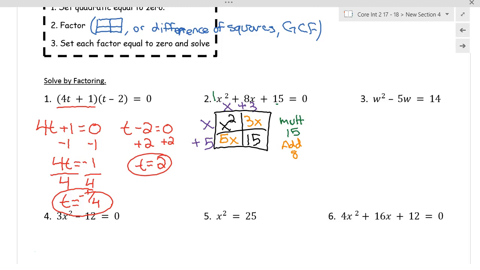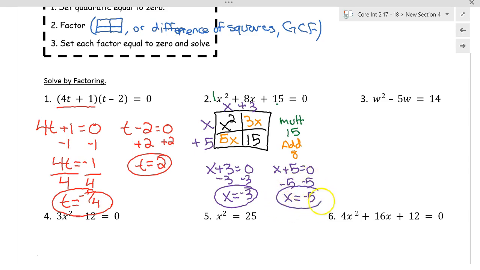Once I've factored, I'm just setting these equal to 0. I have x plus 3 equals 0, and I have x plus 5 equals 0. I'm going to subtract 3 from both sides for this one. x equals negative 3. I'm going to subtract 5 from both sides. x equals negative 5. Those are my 2 answers.